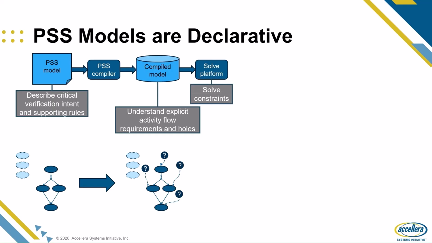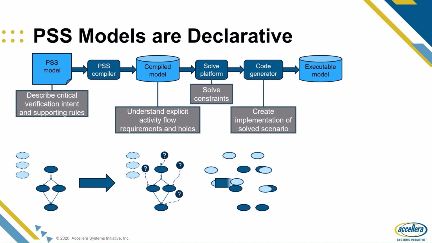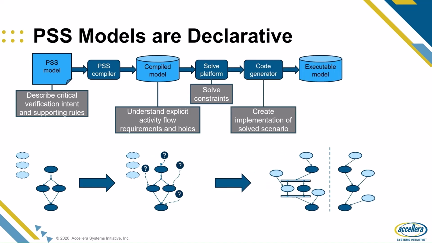Then the solve platform takes over, and it solves the constraints, filling in all those random fields and making scheduling decisions. Next, the code generator creates a concrete implementation of the solved scenario, where it assembles all the atomic action implementations according to the activity schedule defined by the model. The runtime platform then executes it against your DUT.